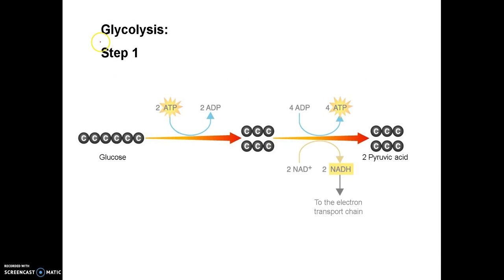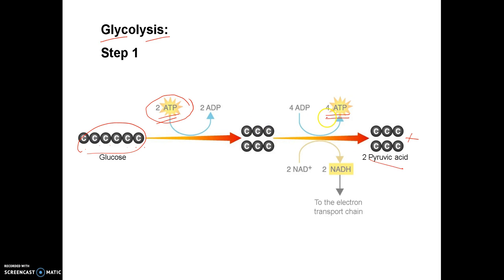Glycolysis comes from the words glucose lysis, breakdown of glucose. So we are taking 6 carbon glucose and we are investing 2 molecules of ATP. Then we are harvesting and end up with 4 molecules of ATP and 2 molecules of 3 carbon pyruvic acid. So your 6 carbon molecule is now broken up into two 3 carbon molecules, that's the pyruvic acid.